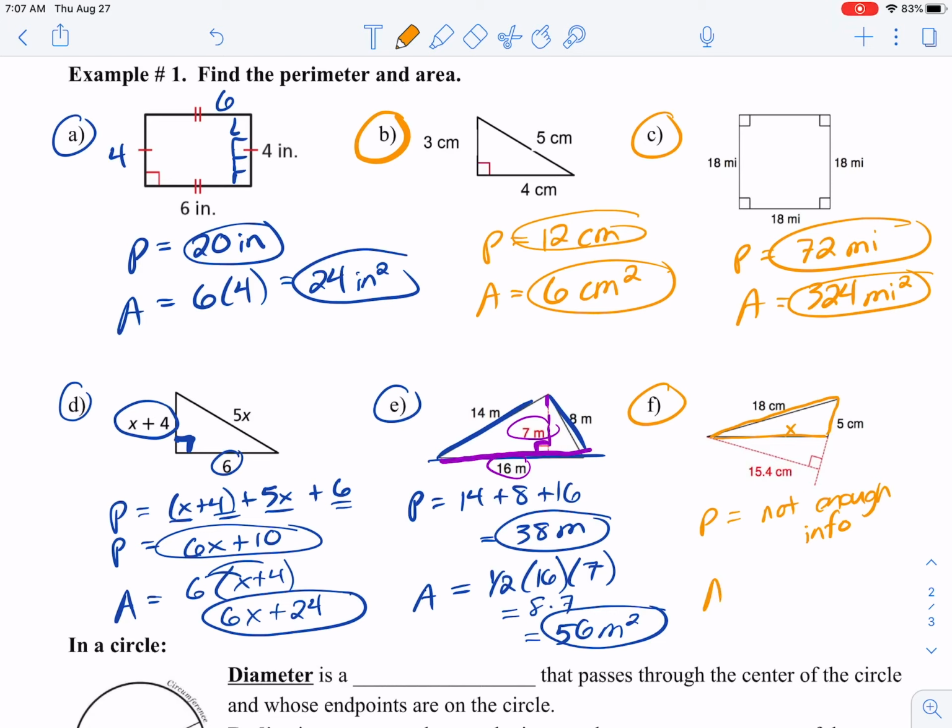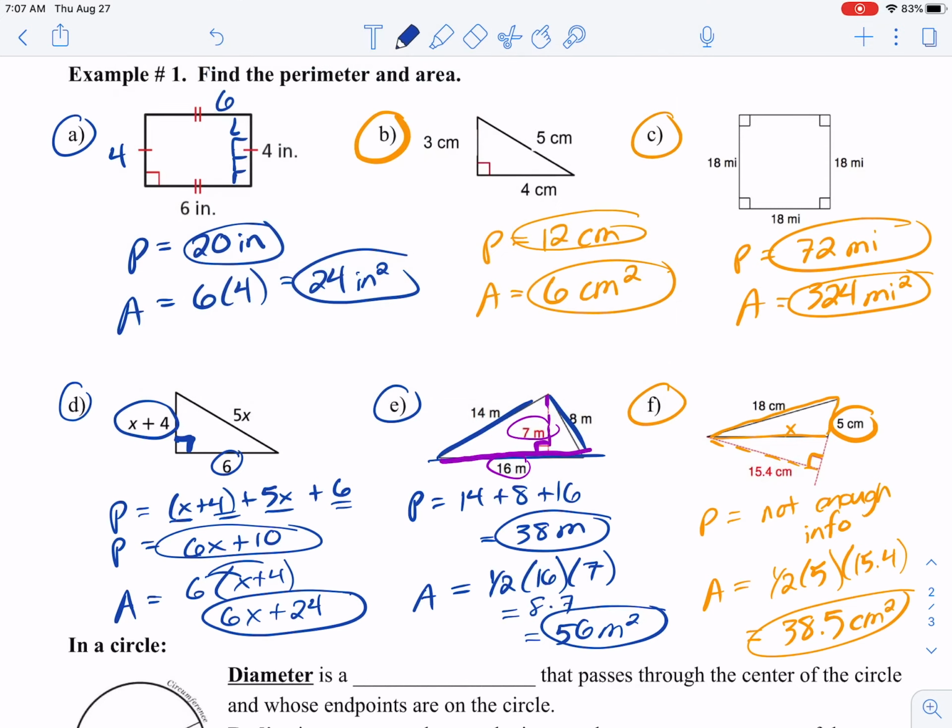For area, we did have enough information because this 5 and this 15.4, these meet at a 90-degree angle. So this was the example where base and height meet outside of the triangle. So your area should have been 1/2 5 times 15.4, which would have gotten you 38.5 centimeters squared.